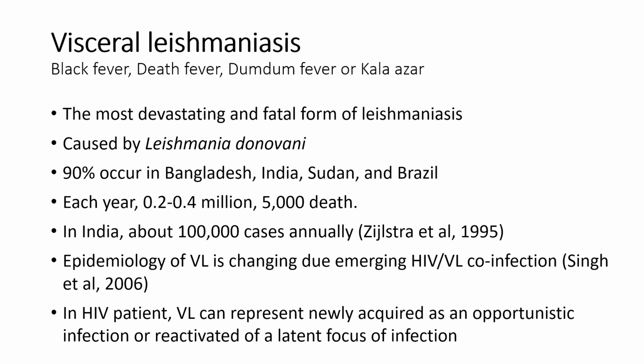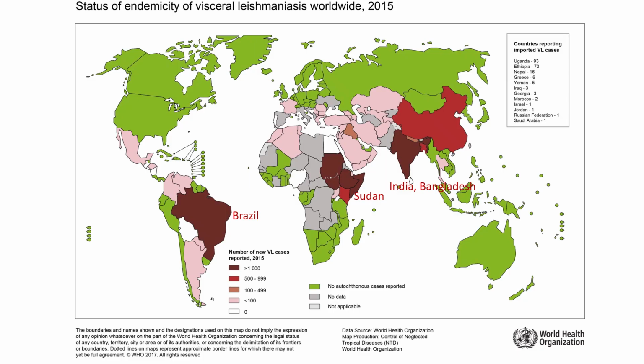It's very prevalent in India, about 100 cases per year. Nowadays we also find it commonly co-infected with HIV because of immunocompromise. So VL is also a form of opportunistic infection in these patients. This is a map showing the prevalence of VL in Brazil, Sudan, India, and Bangladesh.